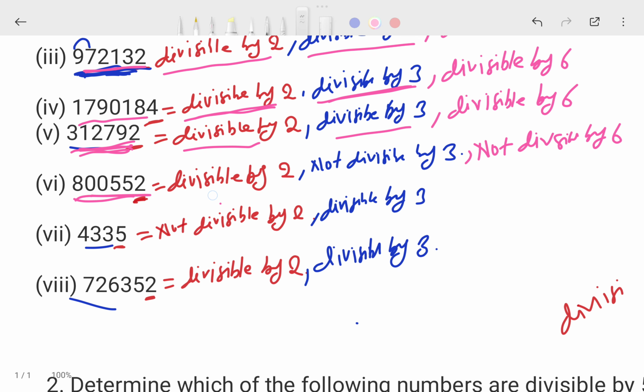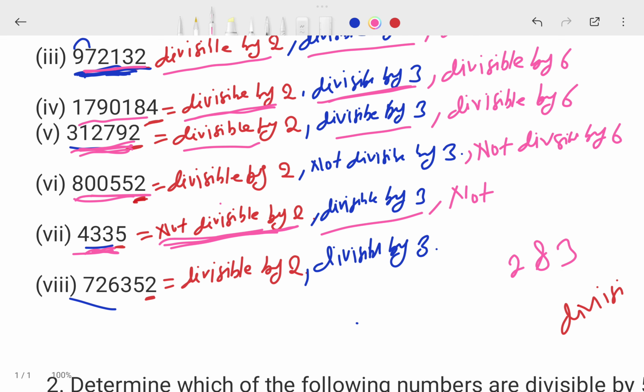Okay, spelling, check it once. Okay, right. So now next, if you want to check whether this number is divisible by 6 or not, you have to check whether it is divisible by 2 or not. So this is not divisible by 2, it is divisible by 3, but this number is not divisible by 2, that's why it is not divisible by 6. Why? Because if you want to check whether any number is divisible by 6 or not, you must check that number is going to divide by 2 and 3.